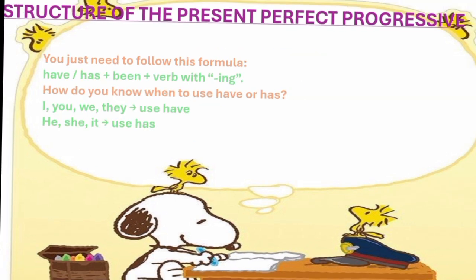The structure of the present perfect progressive. You just need to follow this formula. Have or has plus been plus verb with ing. How do you know when to use have or has? I, you, we, they use have. He, she, it use has.